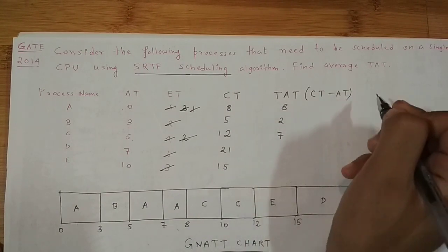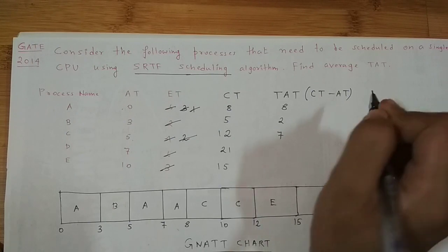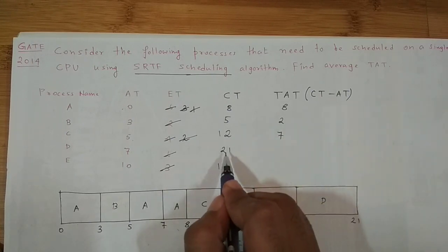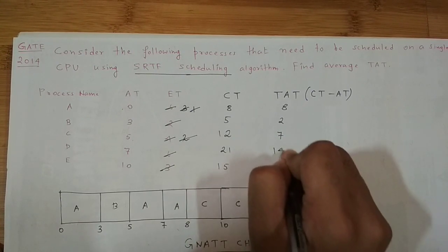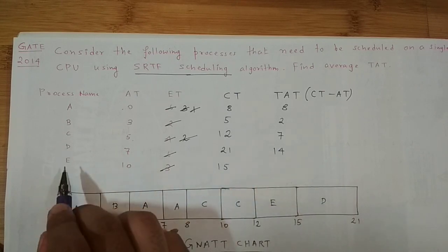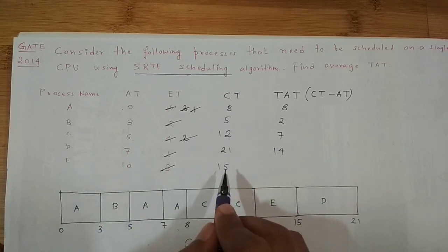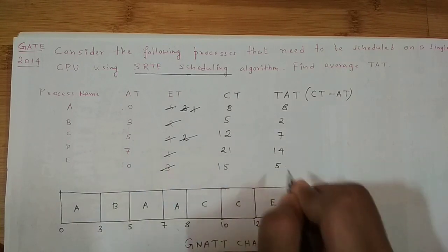If you remember the logic, I don't think you need to remember the formula. But then again, it's a personal preference. So completion time minus arrival time for process D will give me a value of 14. I hope I'm not making any mistakes when it comes to calculations. And for process E, we have completion time of 15 and arrival time of 10, giving a difference of 5.